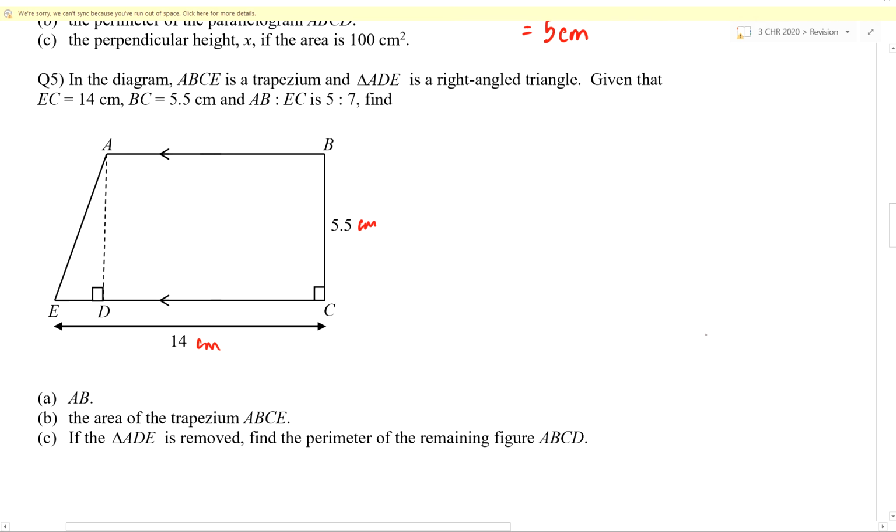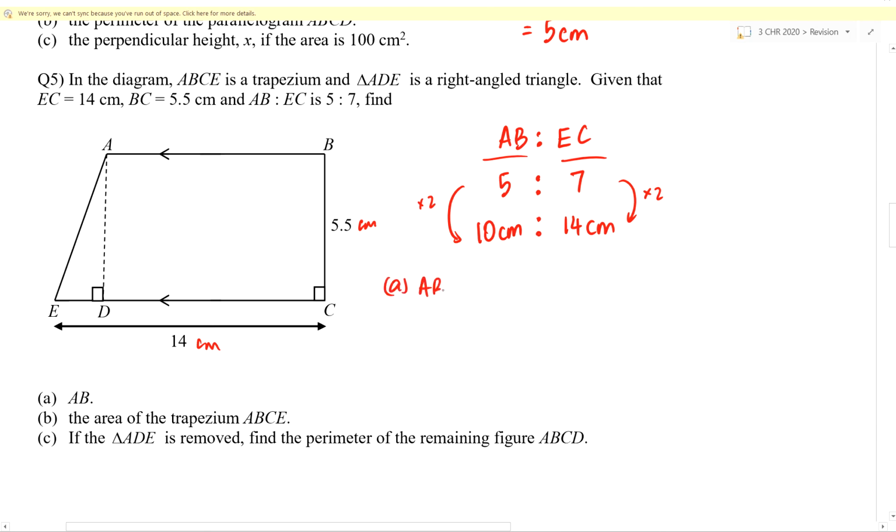So it corresponds with the diagram that EC is longer than AB because AB represents 5 units, EC represents 7 units. Now find the length of AB. AB to EC, we are told that this is 5 to 7. Now the distance that we have for EC is given to be 14 cm. So what should be placed over here? 10 what? 10 cm, yes. It has units. So actually you can do this mentally, right? From here to here you multiply by 2. Then here we also multiply by 2. So part A, AB is 10 cm.